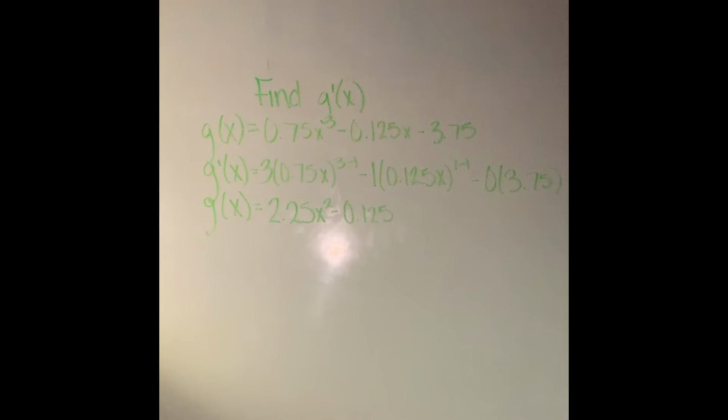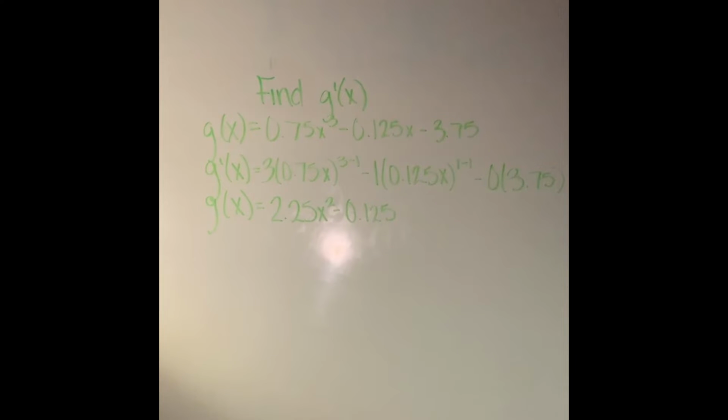Now we're going to find g prime of x. G of x equals 0.75x to the 3rd minus 0.125x minus 3.75. G prime of x equals 3 times the quantity 0.75x to the 3rd minus 1 times the quantity 0.125x to the 1 minus 1 minus 0 times the quantity 3.75. G prime of x then equals 2.25x squared minus 0.125.